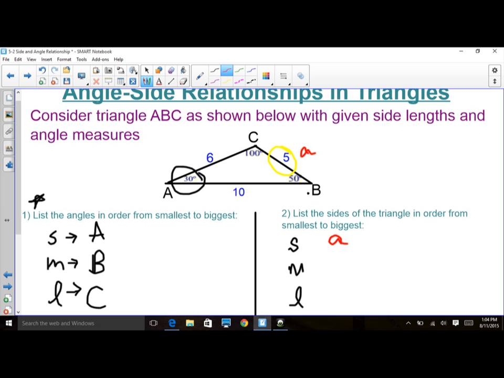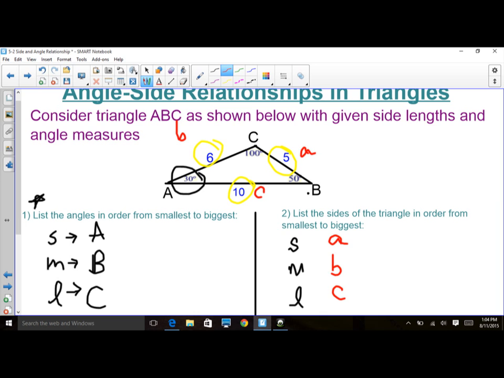The medium side will be 6. That's the middle number. And that is side B. And the largest side is side C here. It's 10. Coming in at 10, and it's side C. It's across from angle C. So here we have ABC as our sides from smallest to biggest.